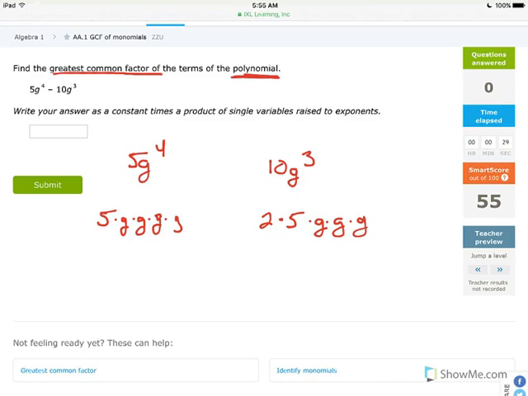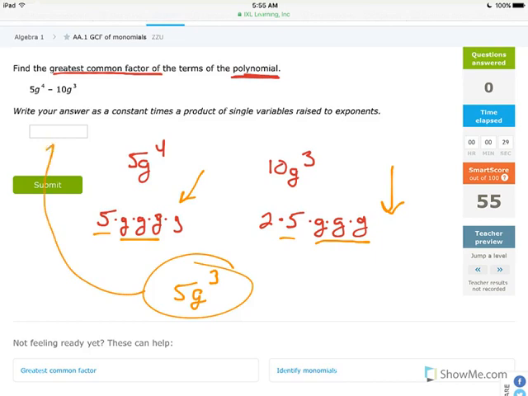So what do they have in common? Looks like they have a 5 in common. And there's 3 g's here and 3 g's here. So they have 3 g's in common. So g times g times g, which is g to the third. And then again, there is a g on this one, but there is no g on this one. So the most g's they have in common are 3 g's. G times g times g, which is g to the third. And that can go into the answer box.